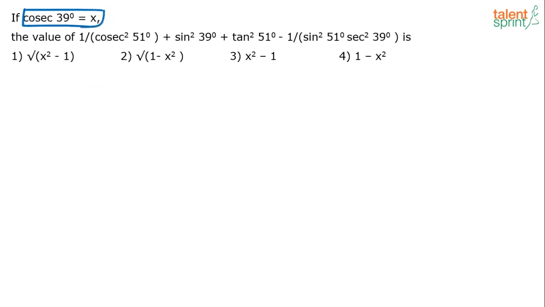Now look at the expression given here. The first term is 1 by cosecant square 51. You know that 1 by cosecant theta is sine theta. So 1 by cosecant square 51 will become sine squared 51 degrees, plus the second term as it is, sine squared 39 degrees, plus the third term, tan squared 51 degrees, minus the next part, which is 1 by sine squared 51 into secant squared 39.